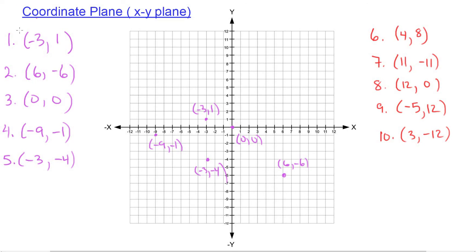So that's the coordinate plane, the XY plane, and the points that you put on the coordinate plane are called ordered pairs.